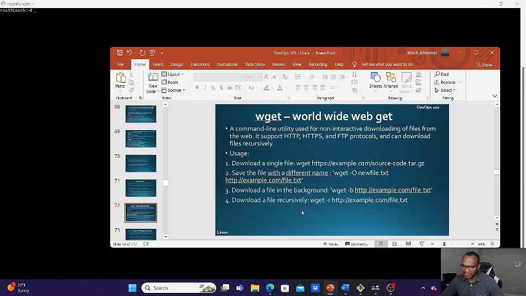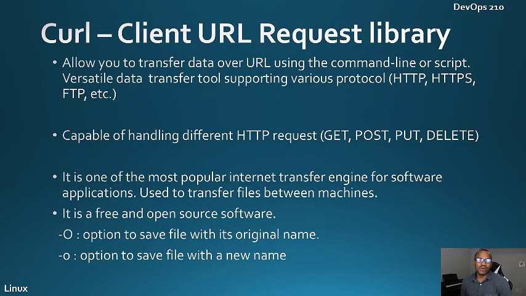And the next command is curl, which stands for client URL request library. It is used to transfer data over URL, using the command line or script. It supports different protocols like HTTP, HTTPS, and file transfer protocol. Curl can be used to make requests. You can post, you can authenticate users, you can save responses to a file on your system. You can use it to test REST APIs, and do all manner of stuff.